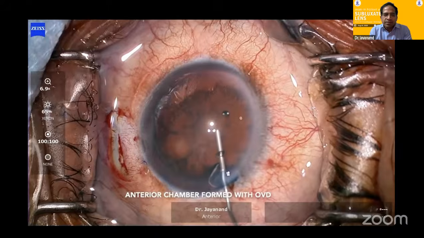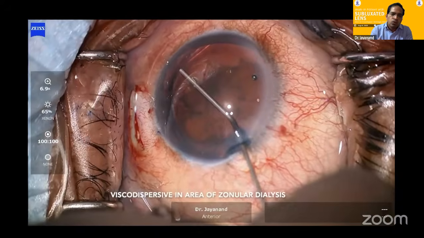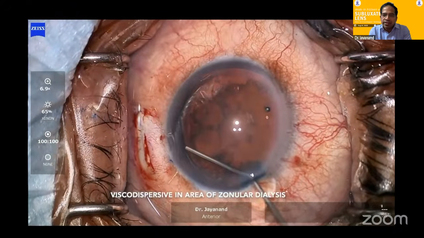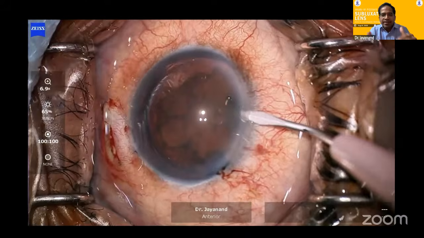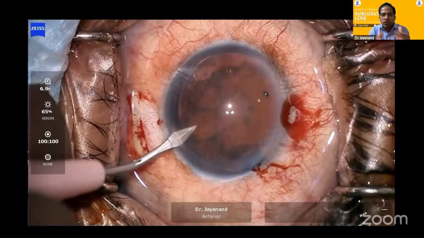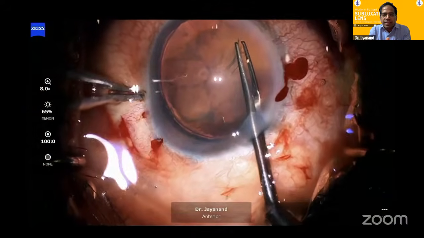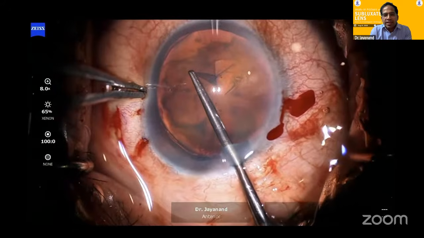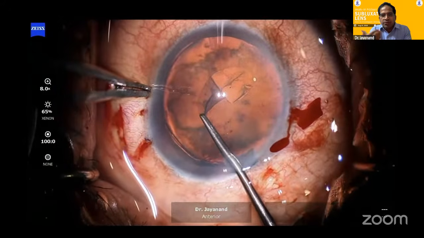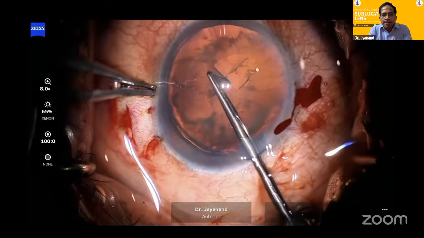So after forming the anterior chamber, I am coating that zonular dialysis area with a viscoat so that it acts as a barrier for the fluid going from the anterior chamber to the posterior segment. And to start with the capsulorhexis, I will be starting from the area of intact zonules so that it will provide some counter traction.